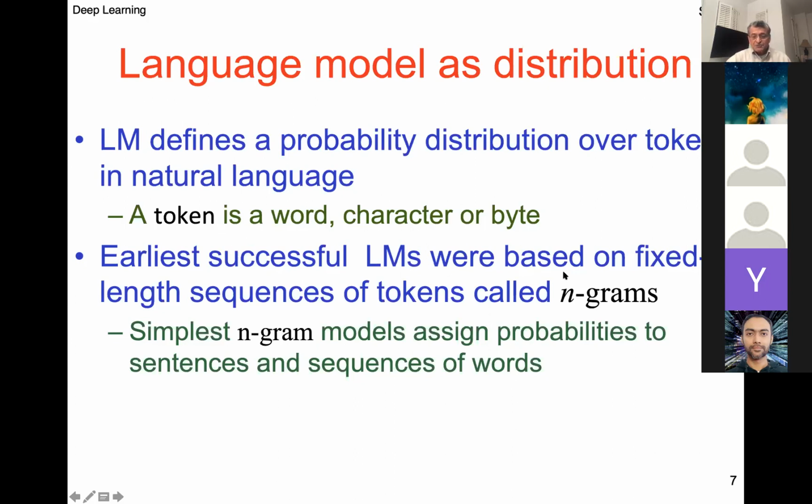The earliest successful language models were based on fixed length sequences called n-grams, right? So n-grams was an idea which has been around for a long time. The simplest n-gram models assign probabilities to sentences or sequences of words. Using n-grams, we can assign probabilities like the sentence we saw, the Chinese translation.